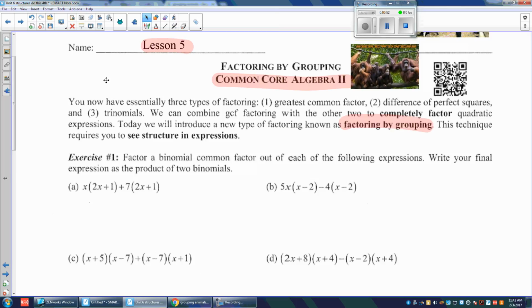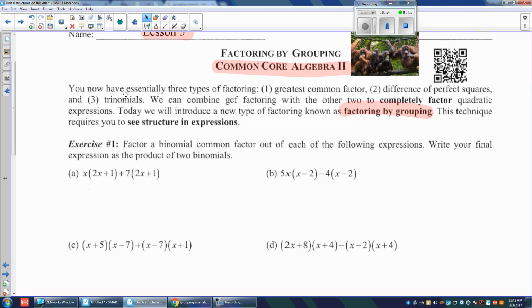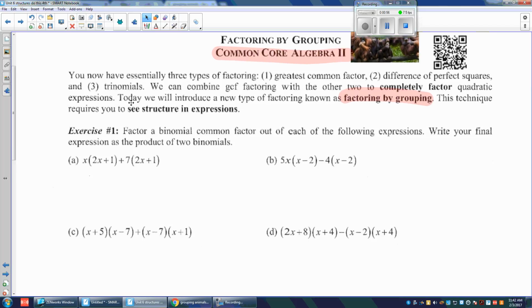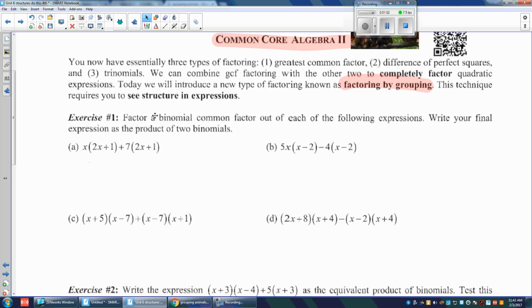So if we notice, when factoring a binomial, if it has common factors out of each of the following expressions, your final expression is the product of 2 binomials. So it's telling us to look for something and factor it out, and that something is a binomial. Here's something that's 2 parts. Notice that we have the x plus 2 and the x plus 2. We can factor it out.